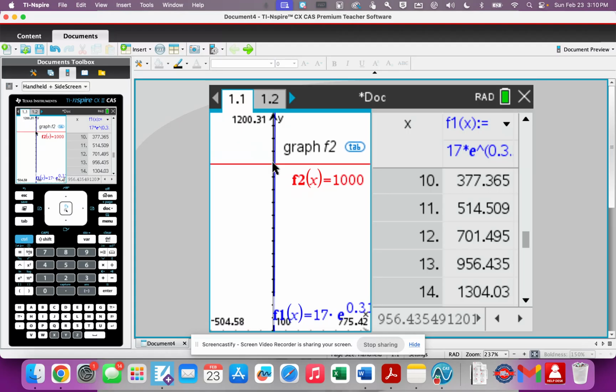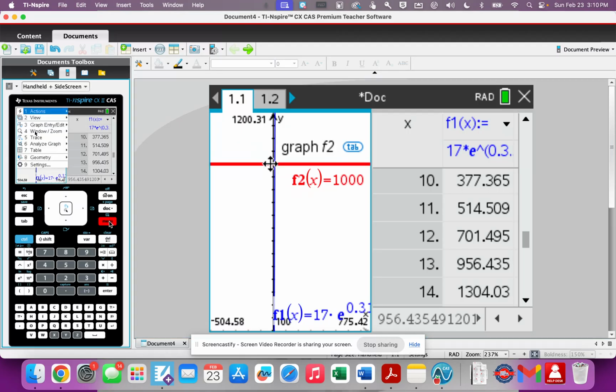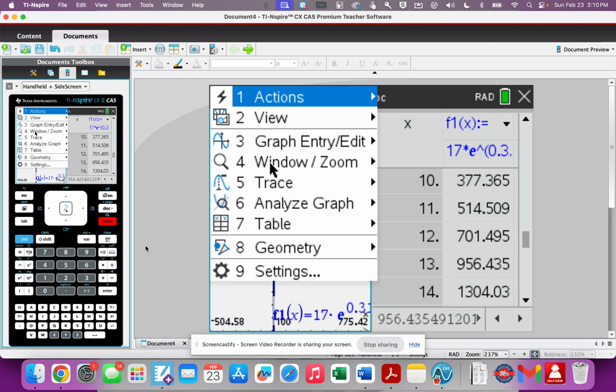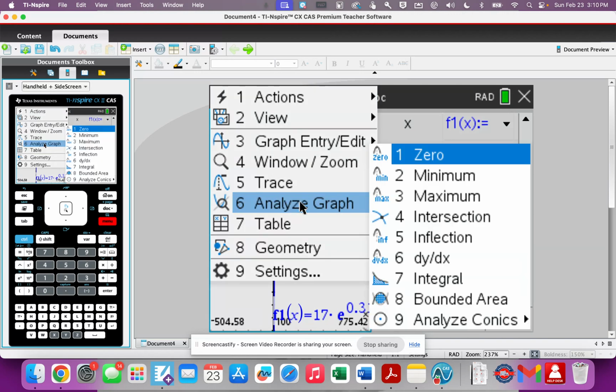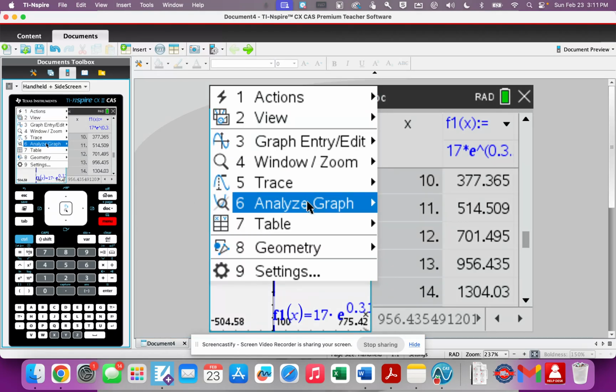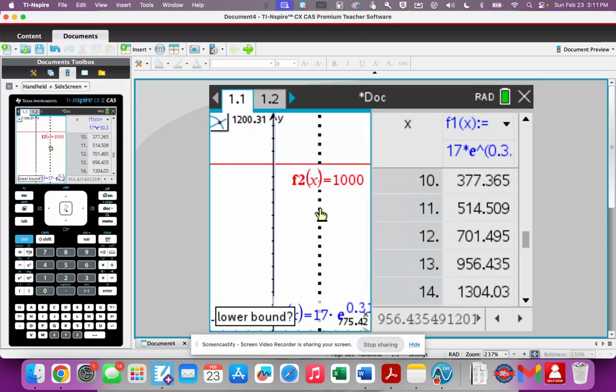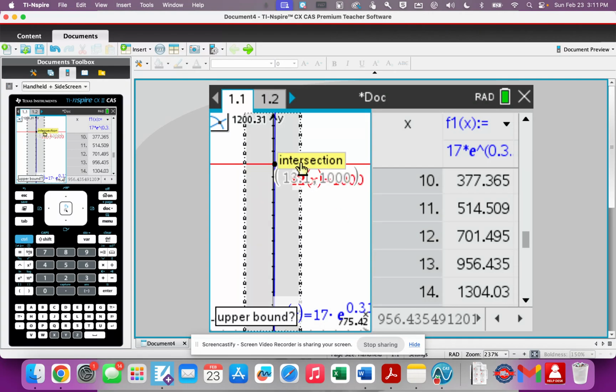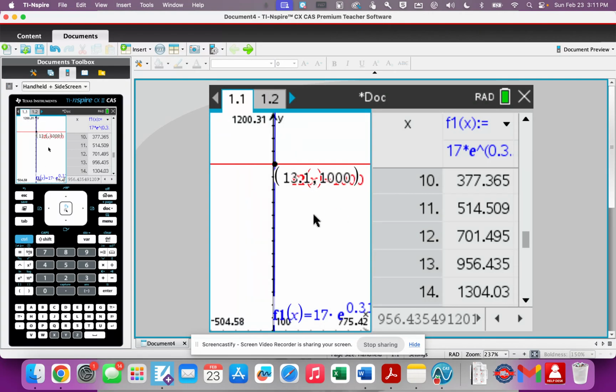Oh, this would be so much easier on Desmos. So menu, let's see. How about analyze? Intersection. There we go. That one and that one. Oop, let's try that again. Menu, analyze, intersection, there to there. There we go. So it's telling me that it reaches 1,000.